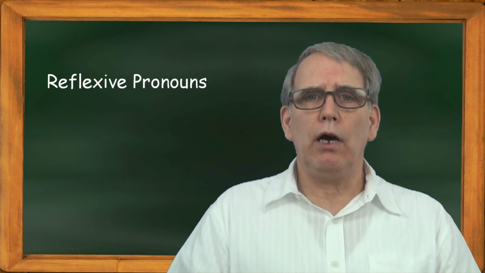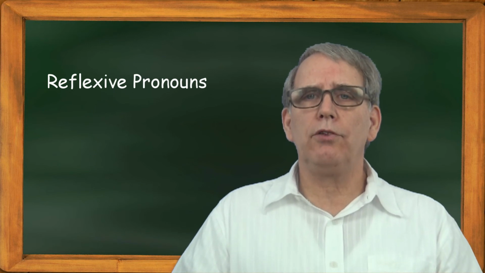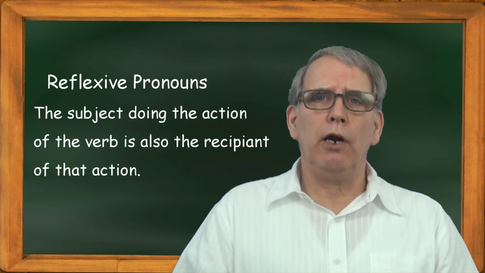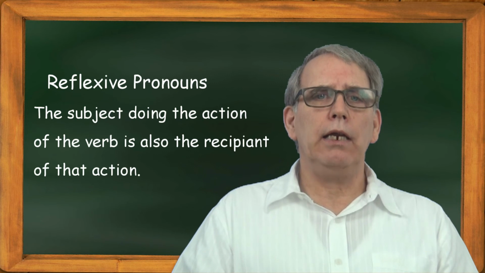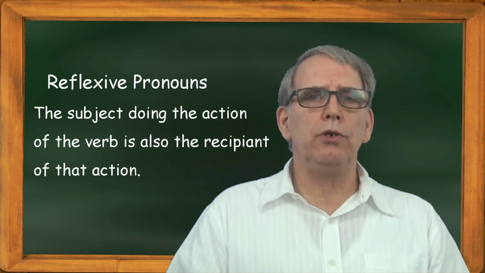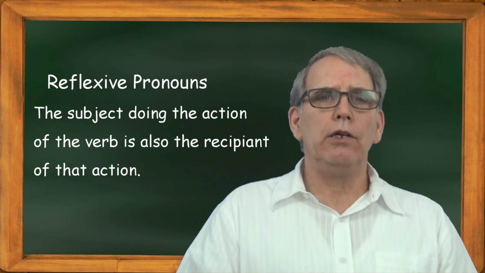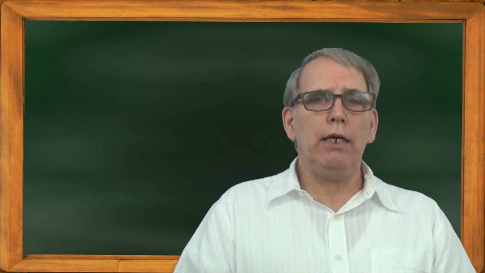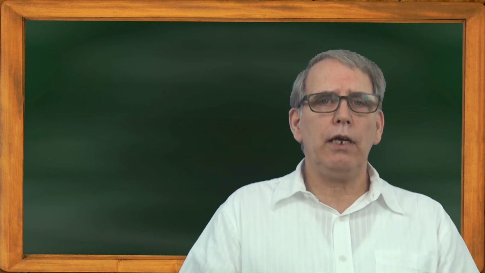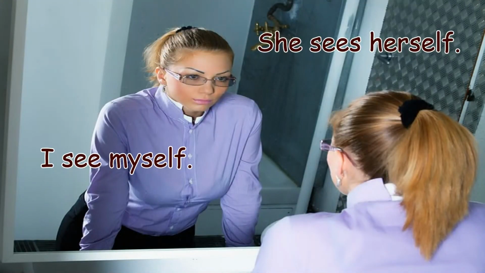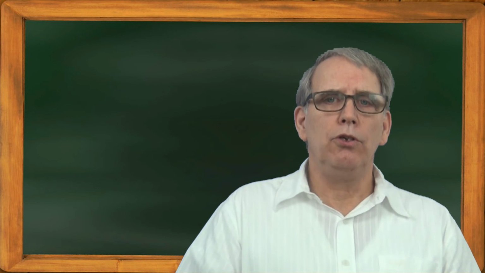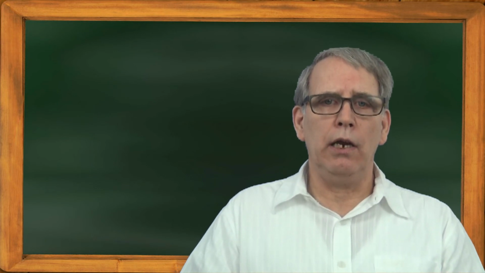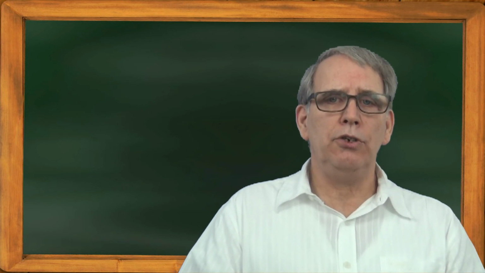The next type of pronoun we'll discuss are reflexive pronouns. In English grammar, a reflexive pronoun indicates that the person who is doing the action of the verb is also the recipient of that action. While this might seem strange at first, try thinking of a mirror. What do you see when you look into a mirror? You see yourself. You are doing the action of seeing, and what you see is you.